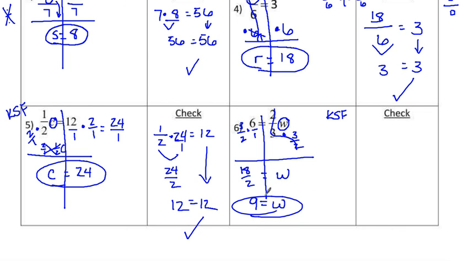So this is my answer, 9 equals w, but let's check it. So I have 6 equals 2/3 times w, which is 9. Lonely whole numbers go over 1. 2 times 9 is 18. 3 times 1 is 3. 18 divided by 3 is 6. And then I'm going to bring down this, and 6 is equal to 6. So I did get it right.